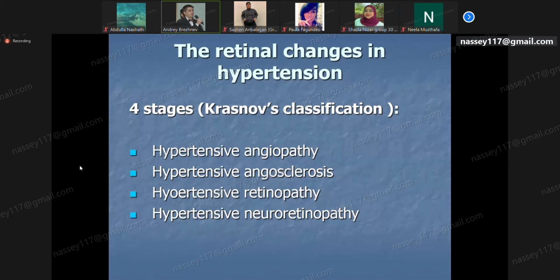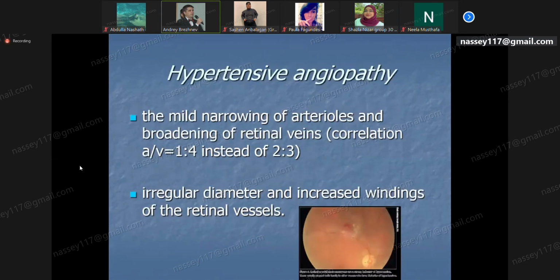There exist a lot of classifications of hypertensive retinal changes. In Russia, we use this one, made by Krasnov, which includes 4 stages: hypertensive angiopathy, hypertensive angiosclerosis, hypertensive retinopathy, and hypertensive neuroretinopathy. So what is the difference between these stages?